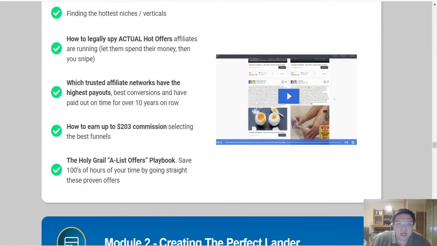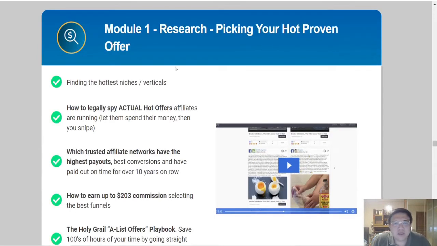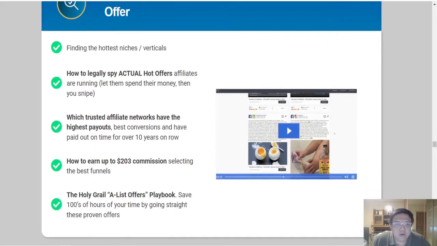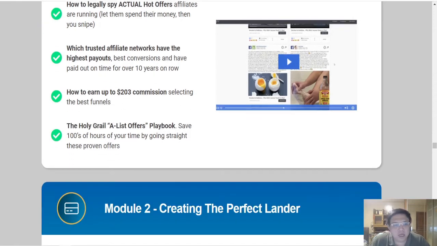Now, when it comes to module 1, that's talking about research. How do you pick your hot, proven offer? He will share with you the hottest niches or verticals, how to legally spy on actual hot offers that affiliates are running. So you let them spend the money first, then you snipe. Next, which trusted affiliate networks have the highest payout, best conversions, and paid out on time for over 10 years in a row? How to earn $203 commissions selecting the best funnel? The Holy Grail A-List offers playbook that saves you hundreds of hours by going straight to these proven offers.